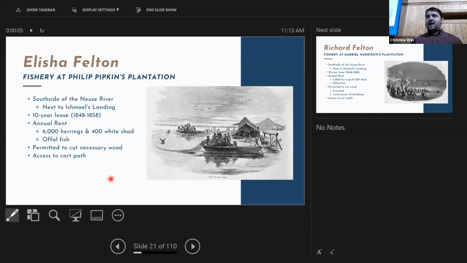And he paid his rent not in cash, but in fish. So 6,000 herring and 400 white shad, not that much fish, to the household of Philip Pipkins. And any offal fish, so any extra fish that they couldn't use that was going to be used for fertilizer, that was going to go to the landowner. And the landowner was also permitting him to cut down trees on his property for firewood, to build buildings so they could process their fish, any barrels they needed, they cut up wood for that, and any access to any cart paths that went through the plantation property so they could cart their fish off to New Bern.